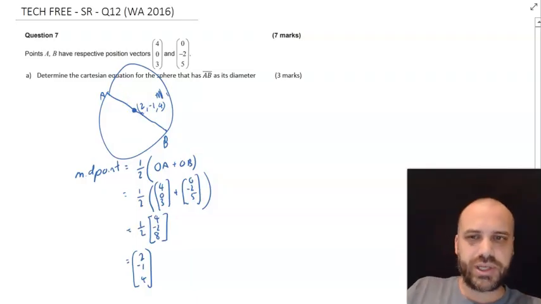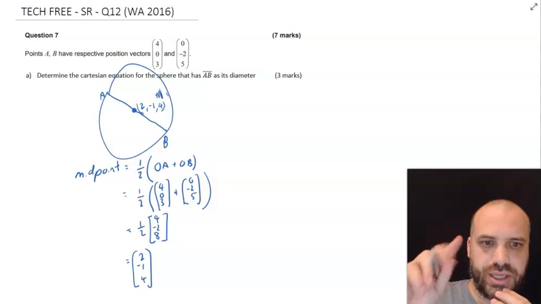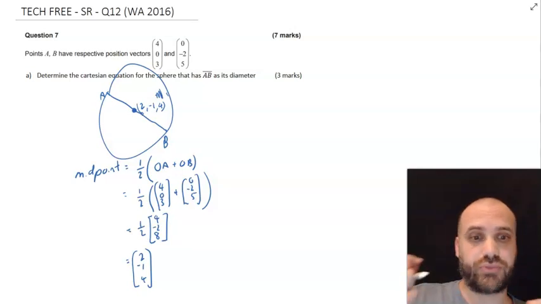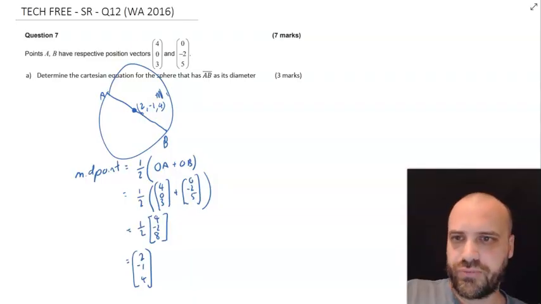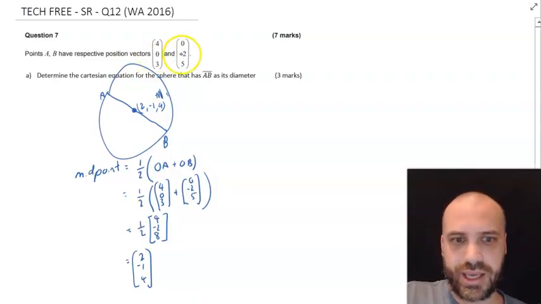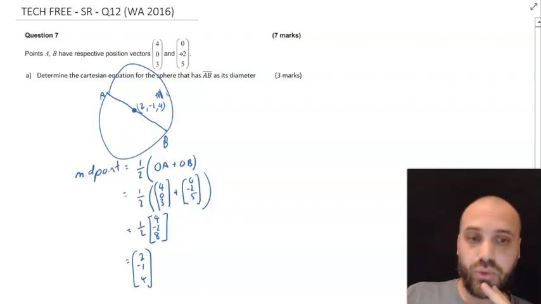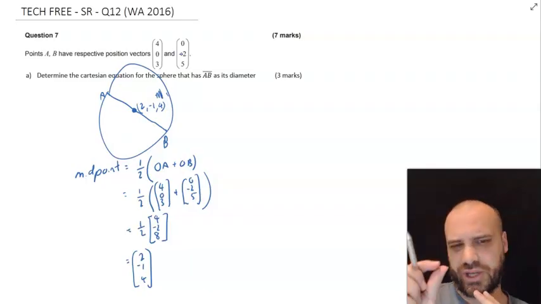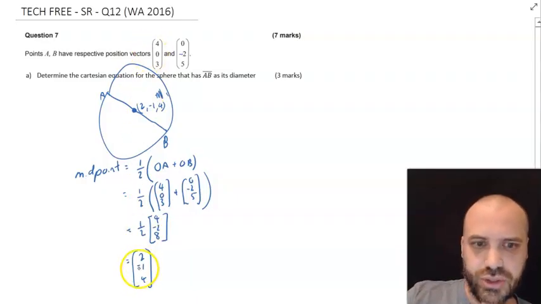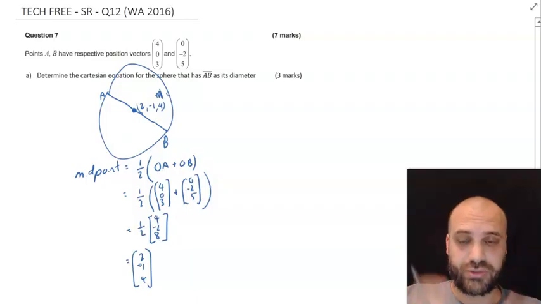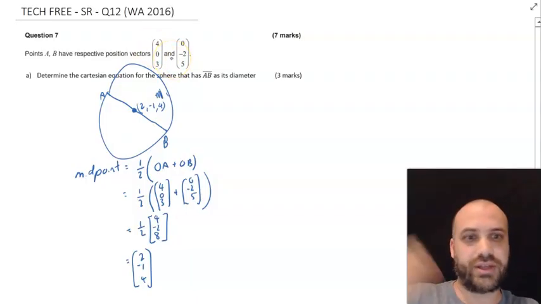All right, so if we want the Cartesian equation for the sphere, we need 2 things. We need the center and we need the radius. Now, there's 2 ways that you could go about finding the radius here. You could find the distance between point A and B and halve it, because that's the diameter, half of that's the radius. Or you could come a little more directly at it and find the distance between A and this new point, because that is the radius.